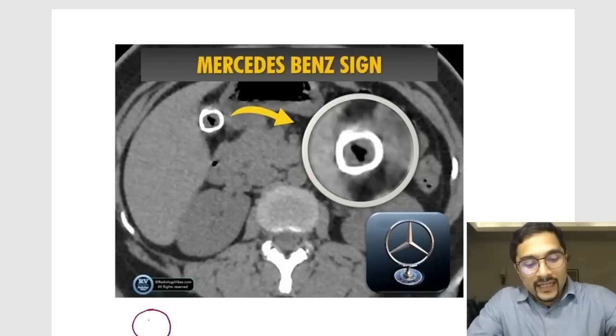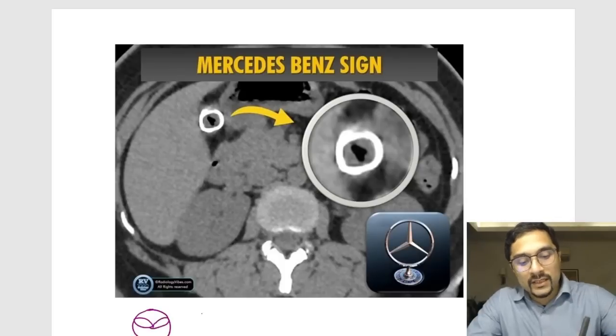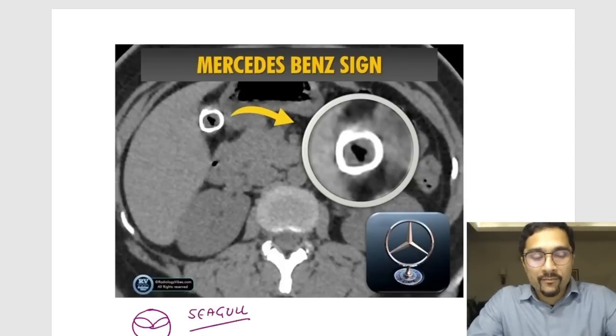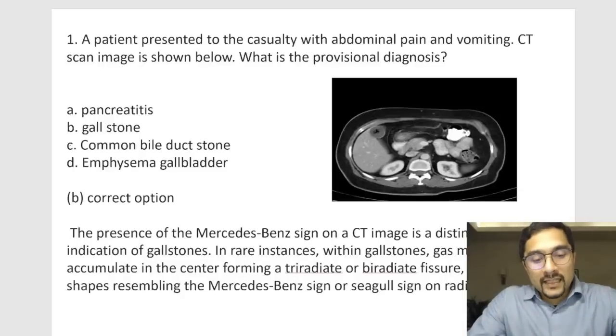If it is a biradiate stone, it will give rise to a seagull sign, which has also been asked previously in the exam, right? So this is a case of gallstones, where this is a radiopaque gallstone and you see the Mercedes Benz sign in these cases.